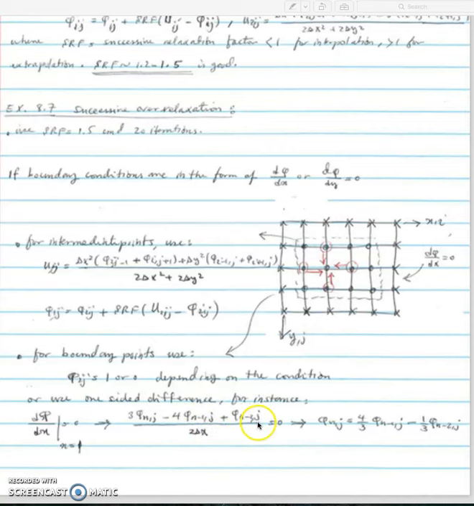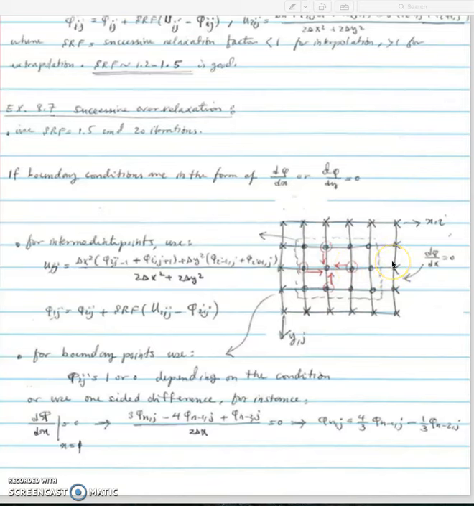And this has to be 0. This is actually the discretized version of d phi dx. You set this to 0. That means the numerator has to be 0. And from here you can solve for phi n j, which is 4/3 of phi n minus 1 j minus 1/3 of phi n minus 2 j. In other words, you're relating this point to 4/3 of this point minus 1/3 of that point. Okay? So this is d phi dx.